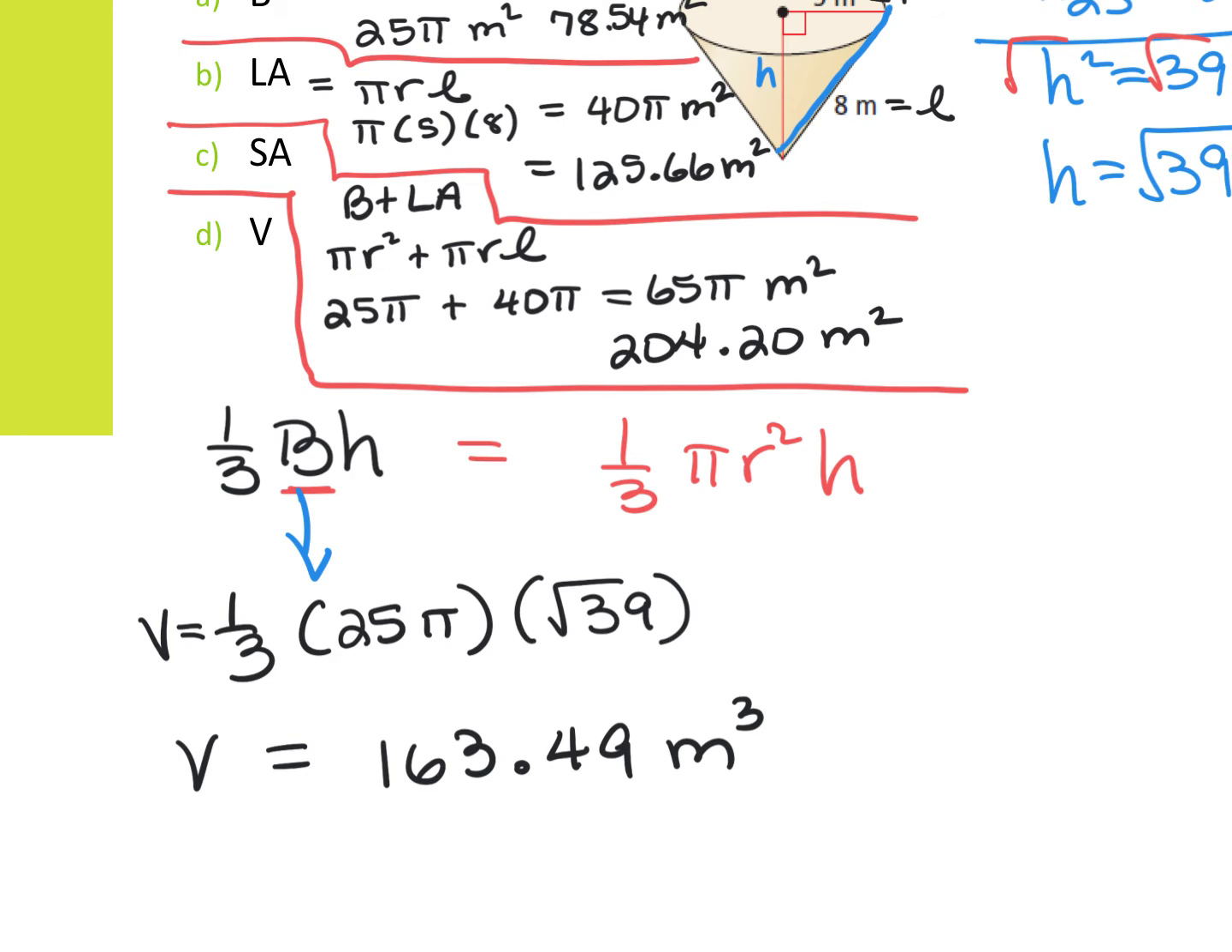On the quiz, I may not ask you to find like 4 different things. I may just say, find the volume and find the surface area. And then you'd have to go back and find the base area and the lateral area and then put it into the surface area formula. Let's try example 2. Exactly the same thing. It's asking for the same 4 pieces of information.